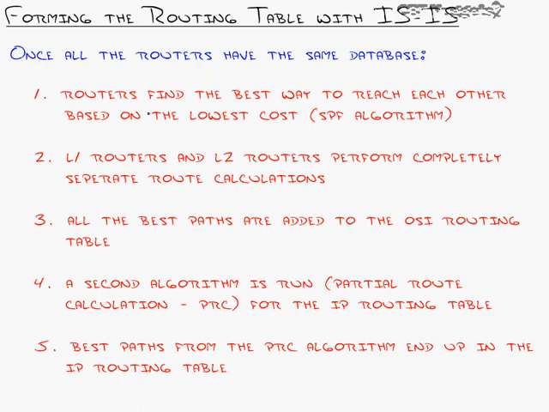Now in step 1 right here, this is solely the OSI protocol. All the routers are finding the best way to reach each other's OSI address, the one address we're going to be assigning them, that dictates what system they are, what area they're in, and the N-sell, the last byte of 00. They're just finding how to reach each other. Doesn't have a thing to do with IP.